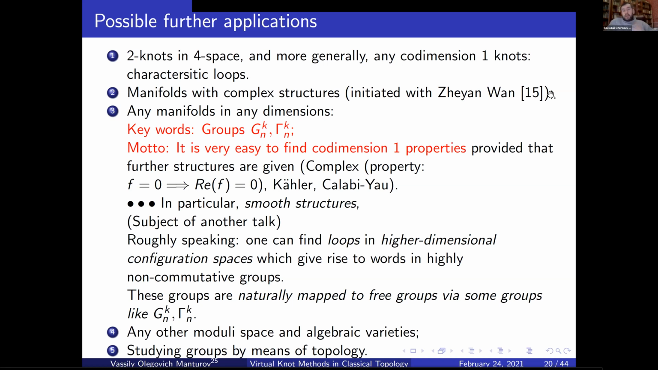So it was an initial step for when we have some structure, we can try to get some parity, and then we can try to get some non-commutative groups and so on. But this was just an initial step.